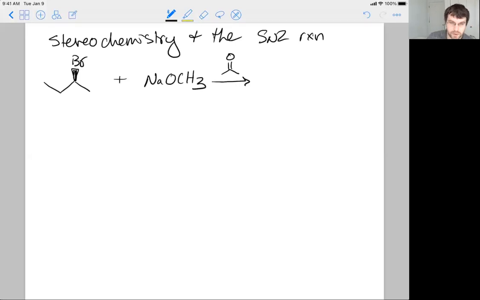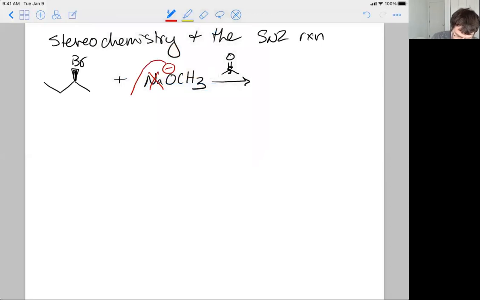Maybe I'll put a sulfur here. I'm going to make that DMSO. Sorry, that would have bugged me. Okay, so we're going to mix these two things together, and first of all, we can go ahead and predict the product without considering the stereochemical ramifications.